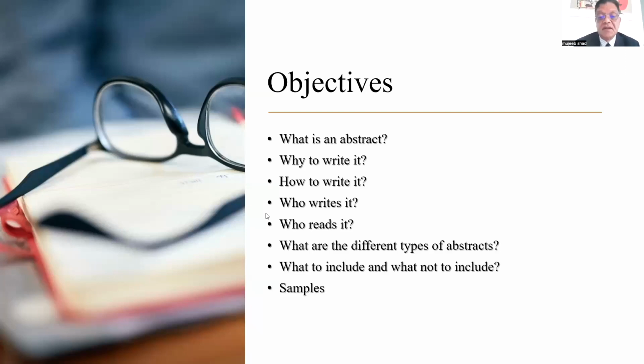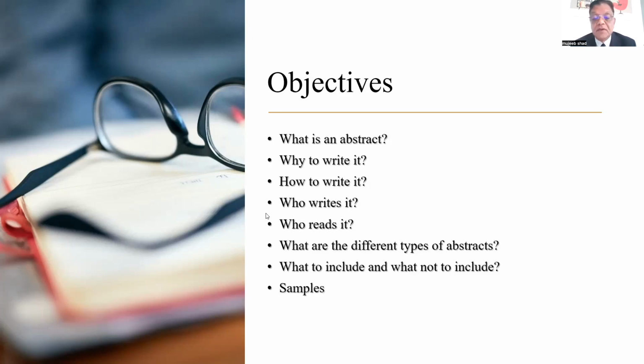So the objectives are going to be: what is an abstract? I described that phenomenologically, but in terms of scientific presentation in a conference, we'll talk about that. Why to write it, how to write it, who writes it, who reads it, and what are the different types of abstracts. Because remember, abstract is not a monolithic concept in scholarly activities, and there are so many different ways you can write an abstract. It all depends upon what is the reason behind writing the abstract. So we'll talk about that, what to include and what not to include.